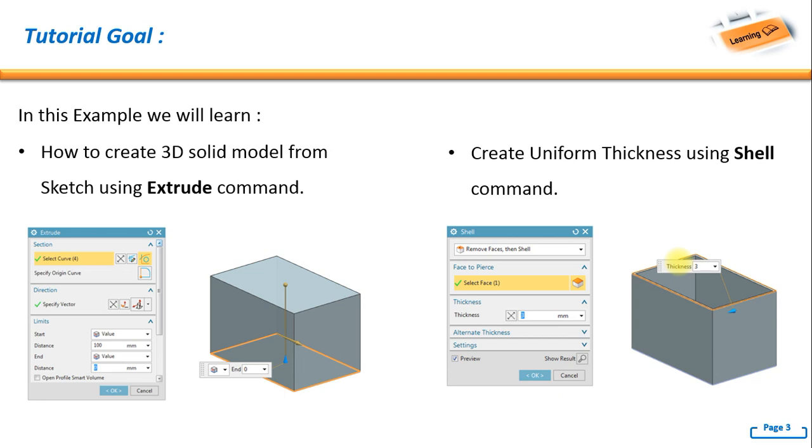Now for the tutorial goal, in this example we will learn how to create a 3D solid model from a sketch using the extrude command. This is the original sketch. I will create a solid model using this sketch, and then after that I will use the shell command to create uniform thickness, because we are working with sheet metal with a uniform thickness of 3 millimeters.